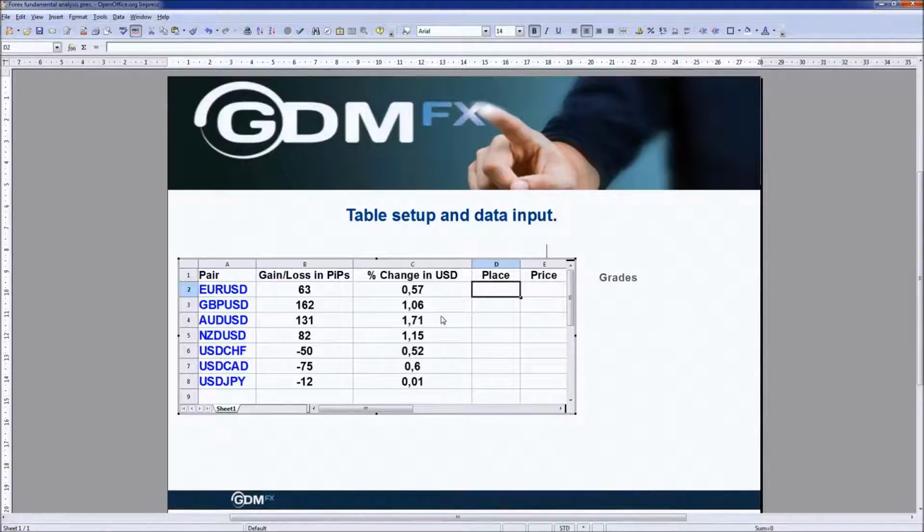The currency pair that actually moved with the major percentage, this 1.7% price change we have here, is for the Australian dollar. So we get first place here. Second one, with 1.15%, we have the New Zealand dollar. So we have second place for the New Zealand dollar.